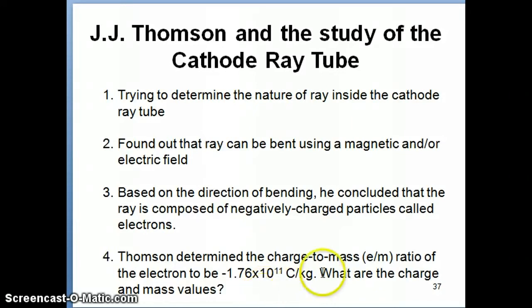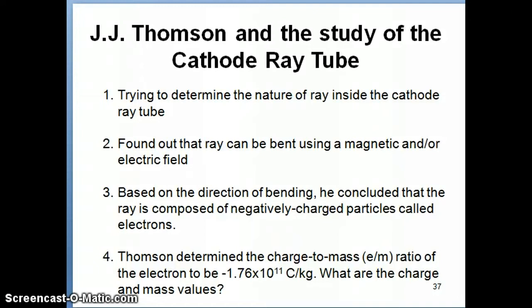Okay, so the question then from here on is, what exactly is the charge and what exactly is the mass of an electron? Because if we really want to know how the electron works, we need to know those two properties individually. We can't just use the charge to mass ratio, because that doesn't provide us with exactly what is the charge and what is the mass of the electron.